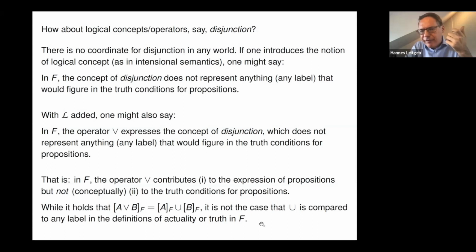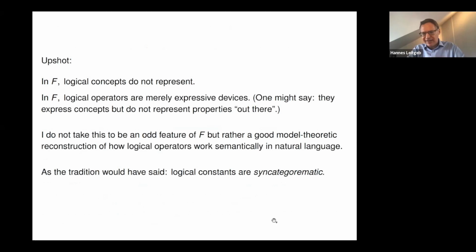And that's why I've built a framework where we can clearly separate these two roles. And when something like disjunction just has the one role without the other, we call it merely expressive. So the upshot is, in the framework that I've built, logical concepts do not represent, and logical operators are merely expressive devices. So with a little bit more lingo, we could say they express concepts, but they do not represent properties out there in the world. And by that, I mean any of these things that you find in the label structure. They don't reach into the world. That's the Wittgensteinian thought again.